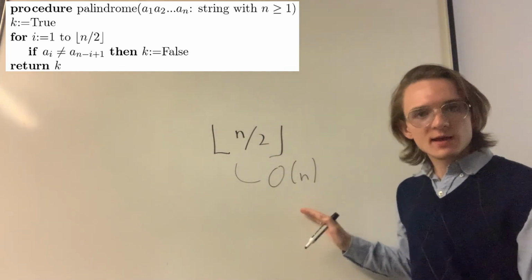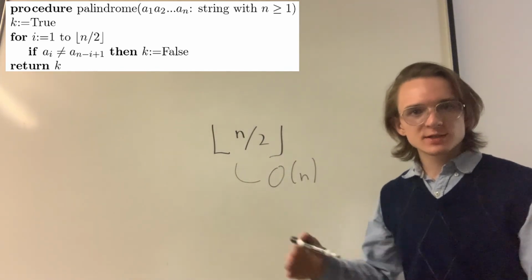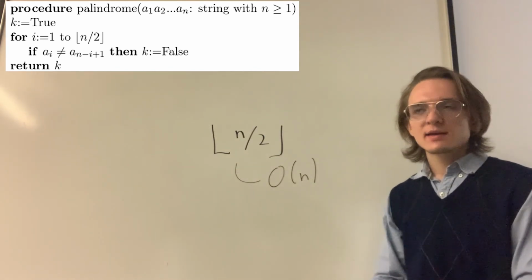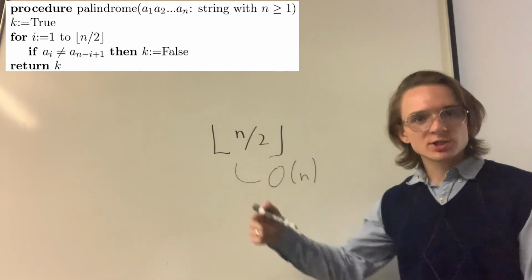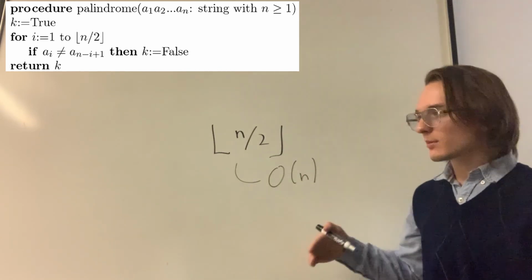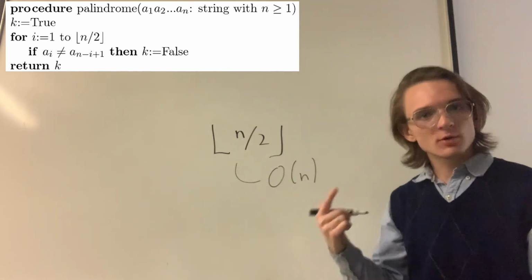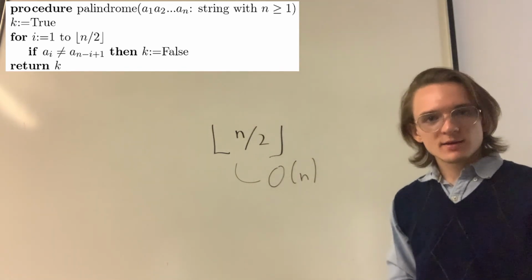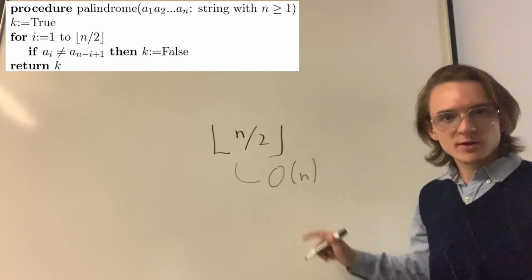It's big O of n because the number of comparisons within that for loop is bound by the number of iterations of that for loop. So the number of iterations of that for loop are, at the worst case, n over 2 floored. And again, we just drop the constants, and that gives us big O of n.